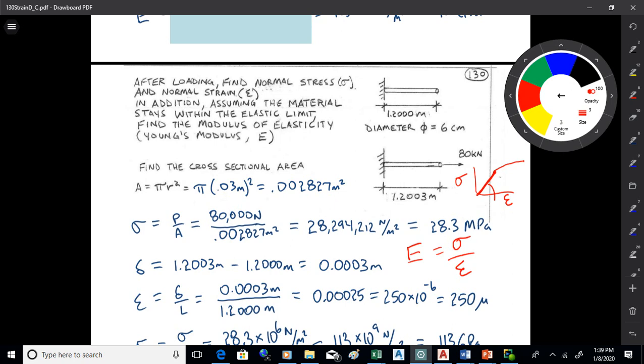Okay, so if we just take, for this example, what we have here, you calculated a stress and you've got a strain. So if you just take those numbers and divide them out, you'll get E, which is the slope of that linear portion of the graph.